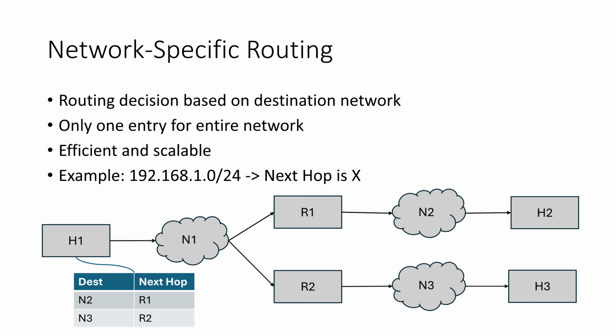This means that one routing entry can efficiently handle routing for an entire network segment, which could contain hundreds or thousands of hosts. It simplifies the routing process and keeps the size of the routing table manageable, especially important in large networks like the internet itself.